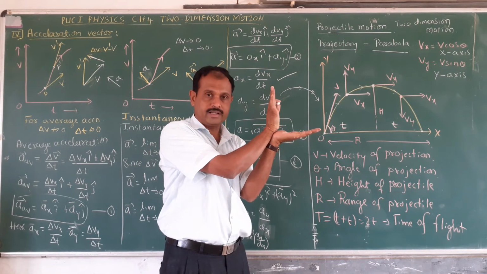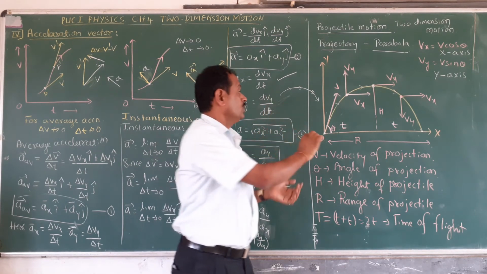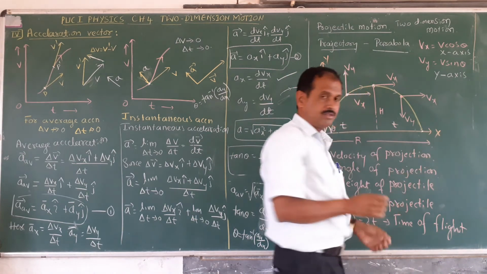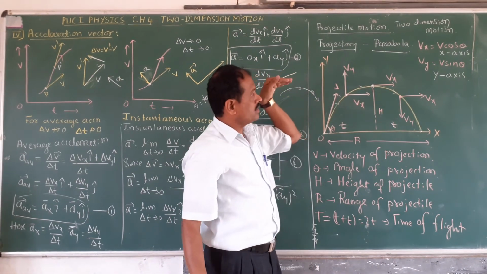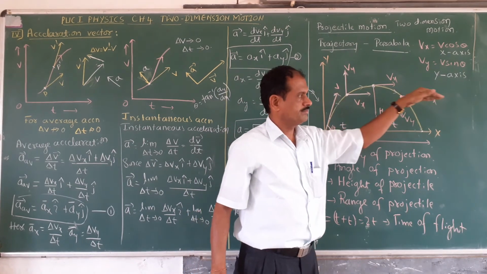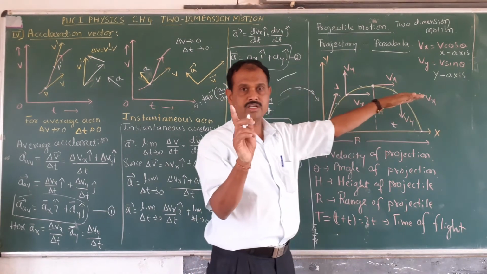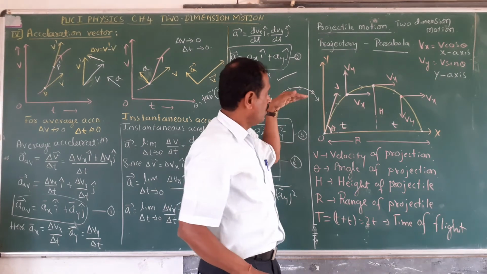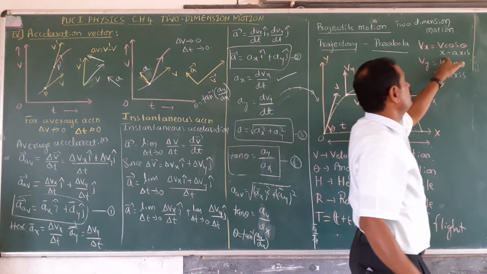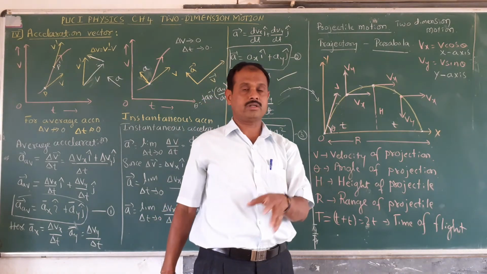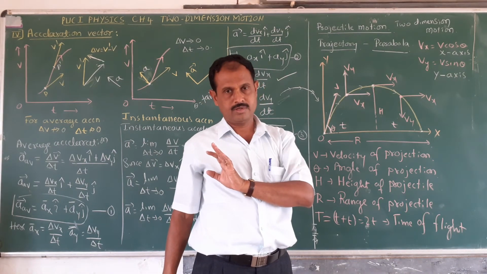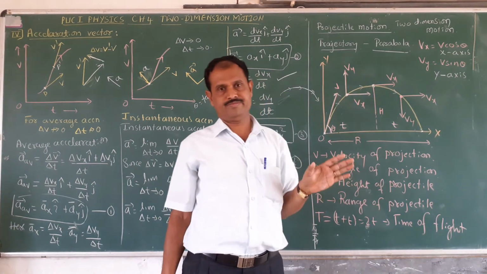Another component is vertical. Throughout the projectile motion, this is a very important point: the horizontal component has no change in direction, whether you call it p cos theta or u cos theta. U gives u cos theta, p gives p cos theta, and it is also uniform.